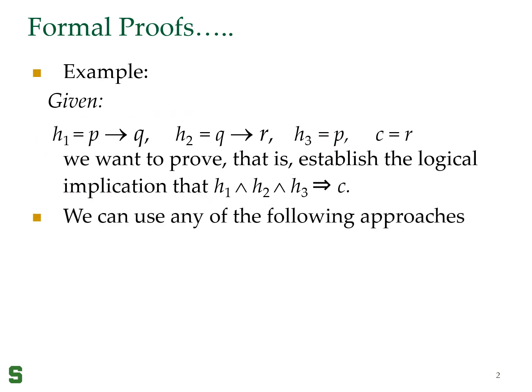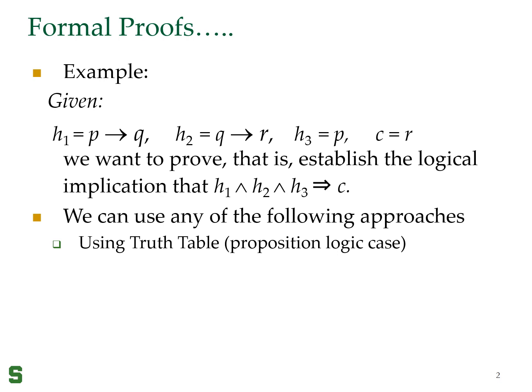We can do this by the truth table. This is in some sense easy, but it's not scalable, in that if I had 50 propositions, then the truth table would take forever, and that's something we can't do. The second approach is using the logical implications that we saw in the last module and the rules of inference that we identified in the last module.